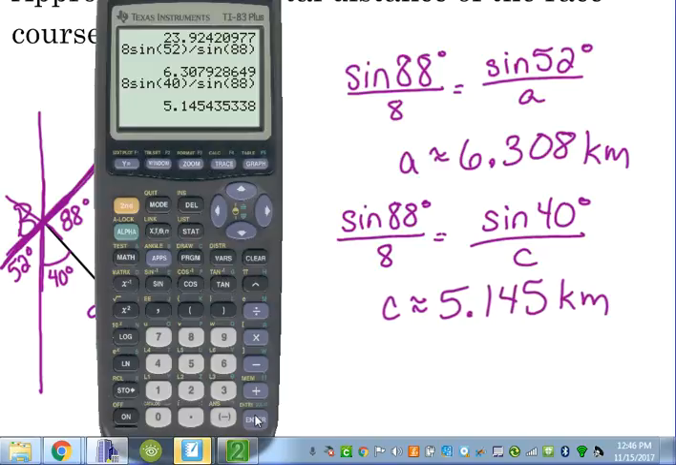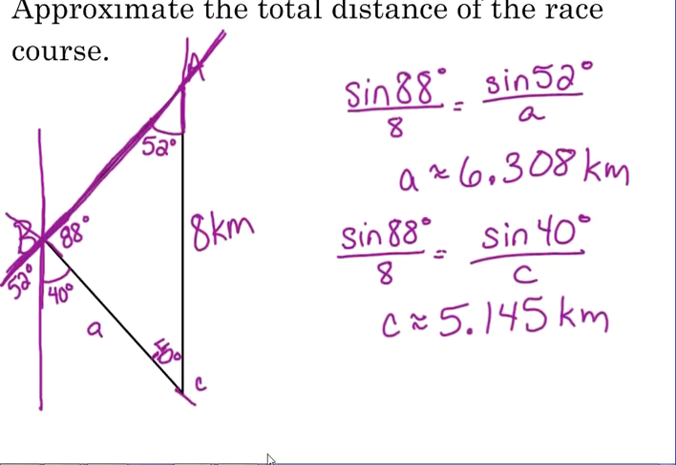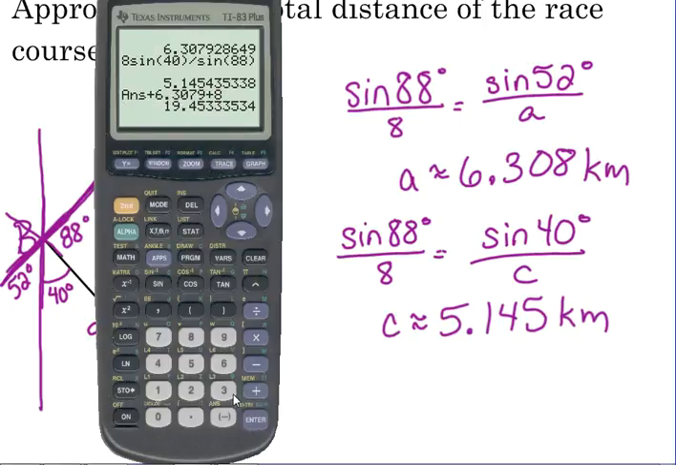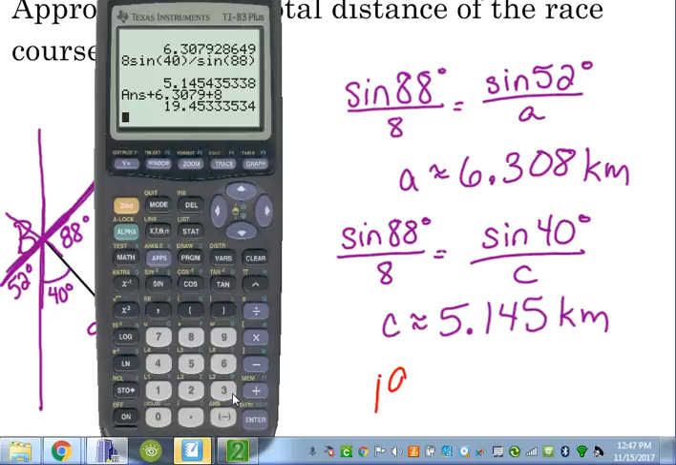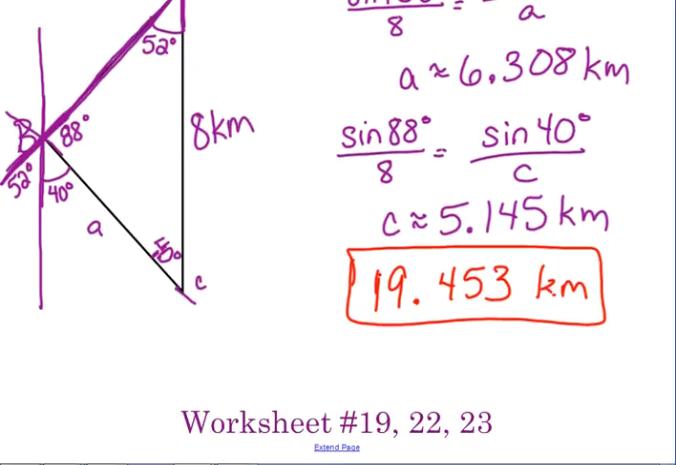Okay, so the question was, what is the total distance of the race course? So we found those two sides, so we need to add them together and add, whoops, I'm getting my numbers mixed up, and add them to the 8. So the total distance of the race is 19.453 kilometers. Perfect timing.